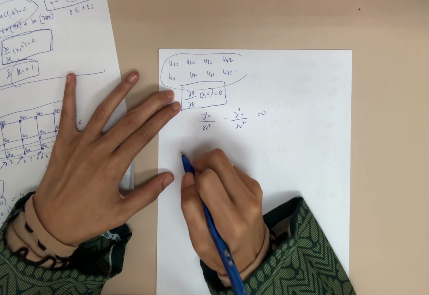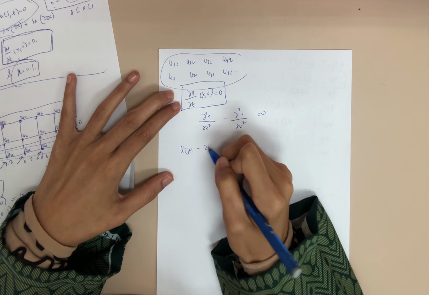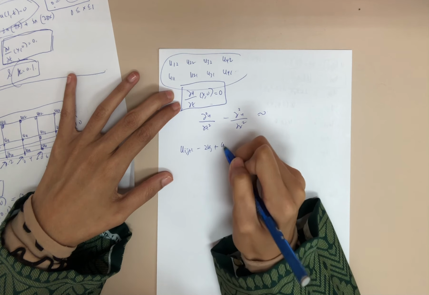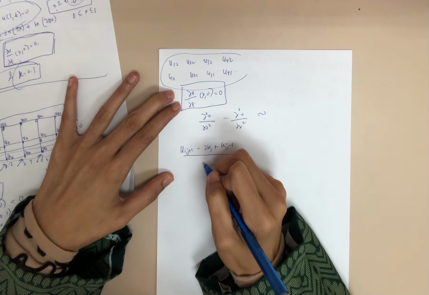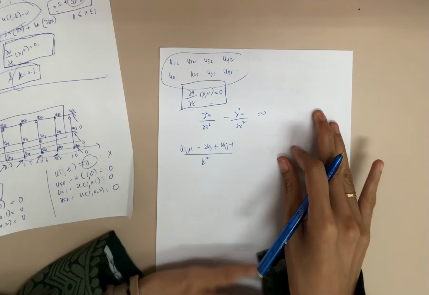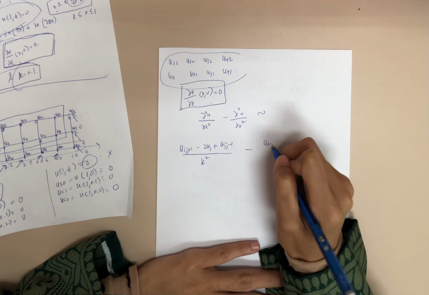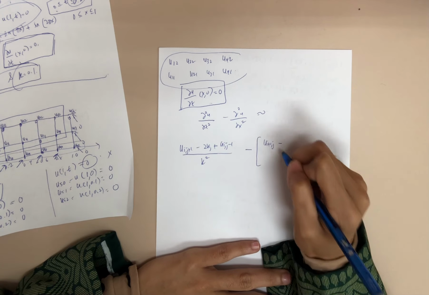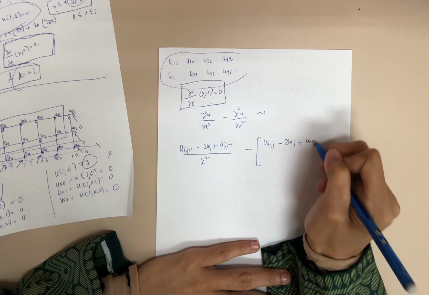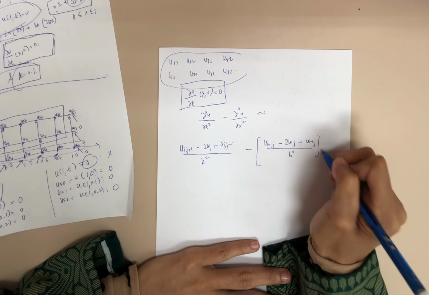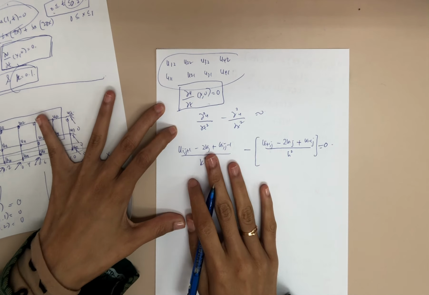Okay, so you use central. This will be u_{i,j+1} minus 2u_{i,j} plus u_{i,j-1}, because we do it for t, over k squared. And then minus, we have u_{i+1,j}, put the bracket, minus 2u_{i,j} plus u_{i-1,j} over h squared, and equal to 0. So now open the bracket, simplify this equation.